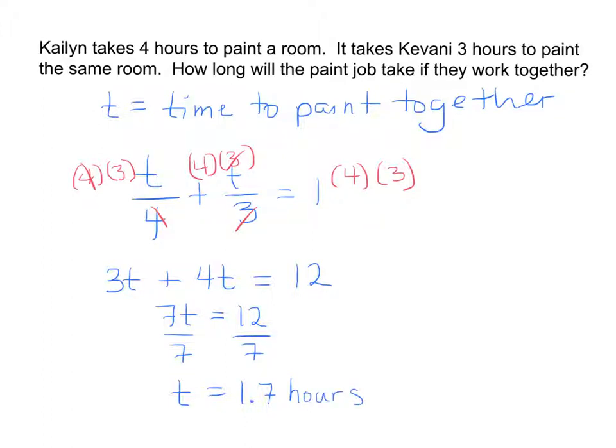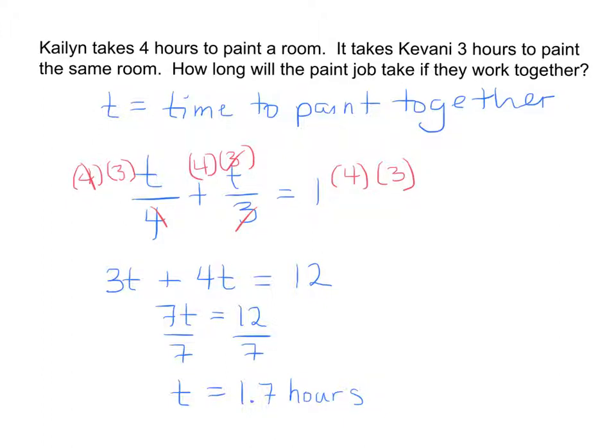Now, I always tell you to leave your answers as fractions, right? But 12 over 7 doesn't really mean anything in the context of this problem. We want to know how long is it going to take them? It's going to take 1.7 hours. You wouldn't say it's going to take 12 over 7 hours. That just doesn't make sense for this question. So that's rounded. It's 1.714285 repeating. But we'll leave it as 1.7 hours.